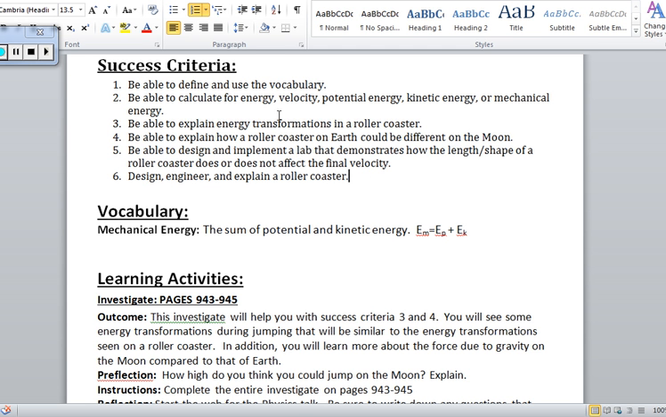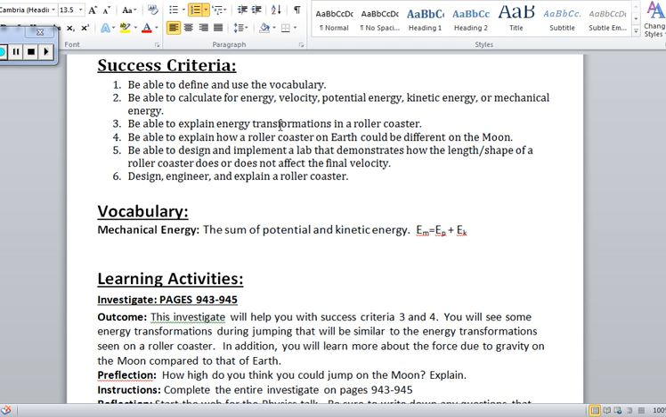What's new here? The success criteria. Of course, we should be able to calculate for energy velocity, potential energy, kinetic, and mechanical energy. That is something that you should have learned in the last unit.